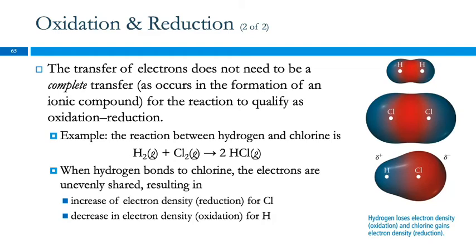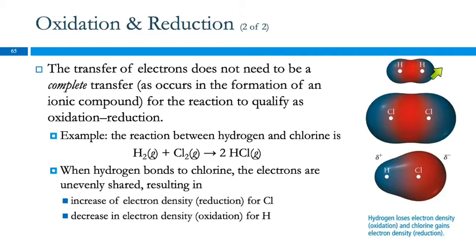So it's fairly easy to see when ions are actually formed. There's a complete transfer of electrons. But you can also have a transfer of electrons that does not result in the formation of ions. It's not a complete transfer. You can just have a shift of electron density.